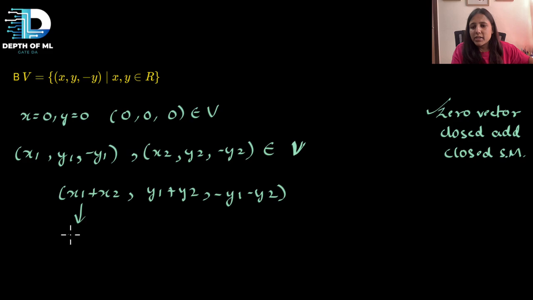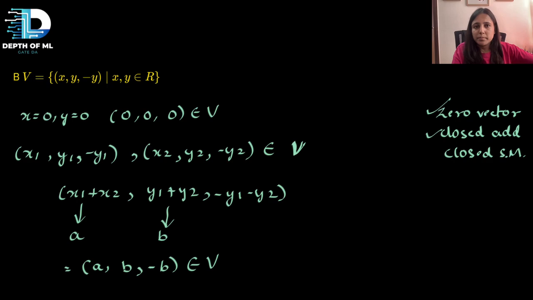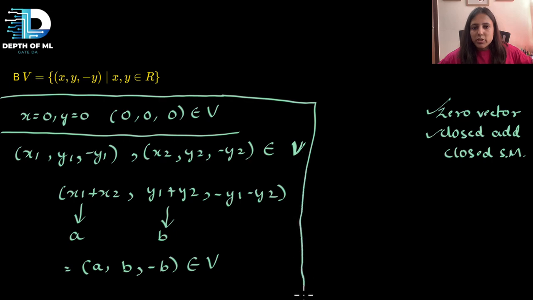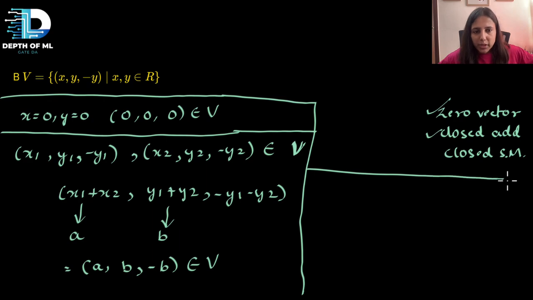Now let me say x1 plus x2 is equal to a, y1 plus y2 is equal to b. So if I do this, I'll get a vector of the form a, b, and minus b. Now I know this form actually belongs to V. So this is correct. So this also checks out. So let me create the divisions here, so we know what is what. So this is for addition. Okay, now I have to check for multiplication.